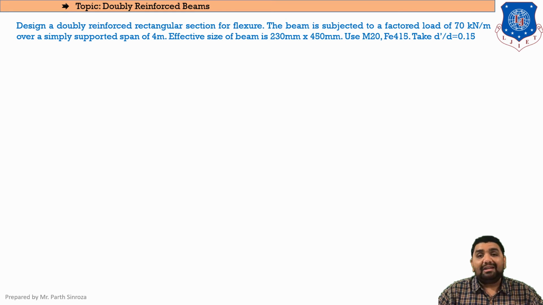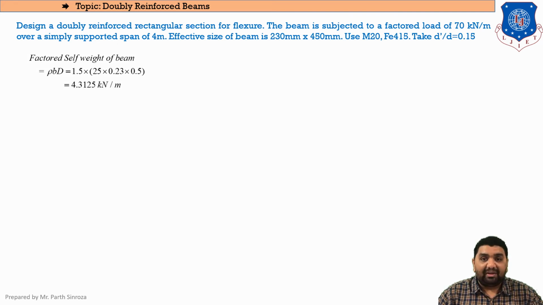Up till now in each and every sum we were assuming the value to be rounding it up to 0.1. But this is a typical sum where in your examination it is asked that you have to take compulsorily d dash by d value to be 0.15. Clear? So we'll be proceeding ahead in these cases. The first step will be to find the value of self weight.